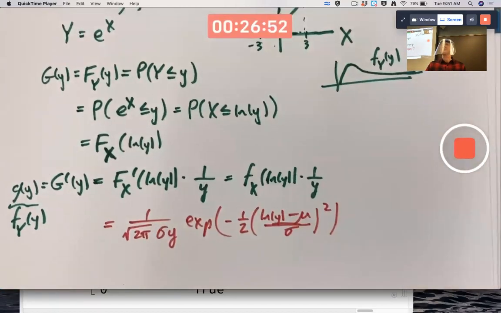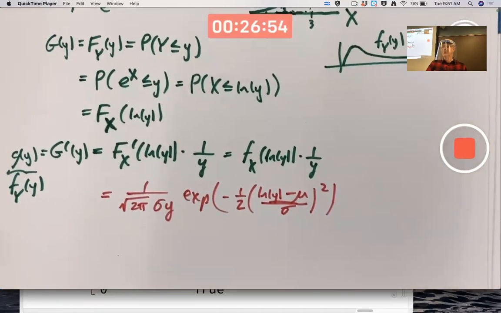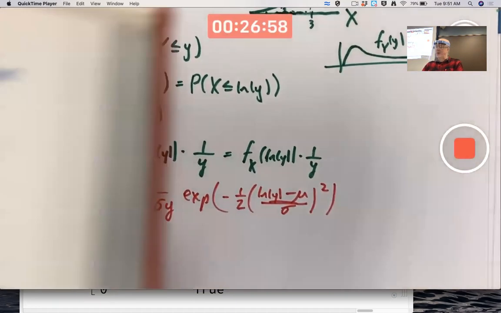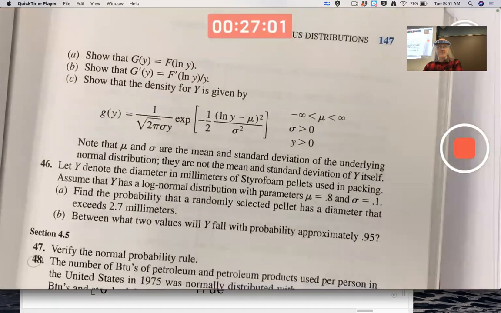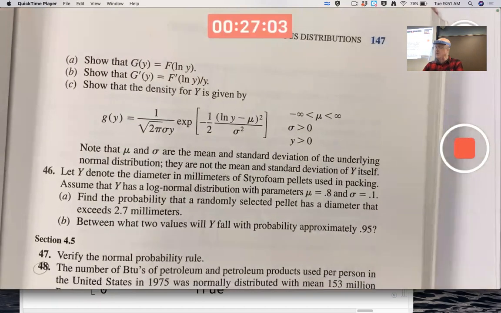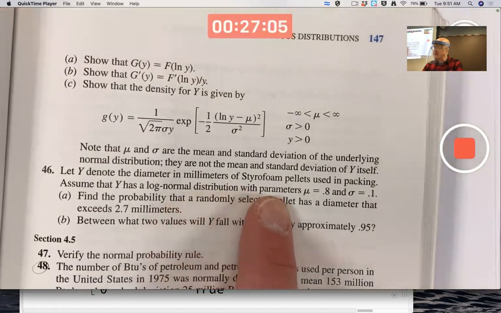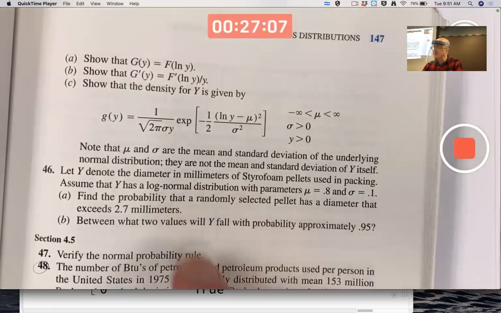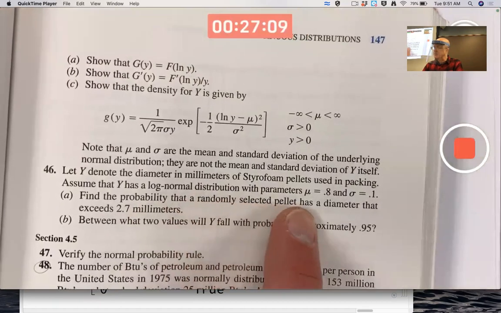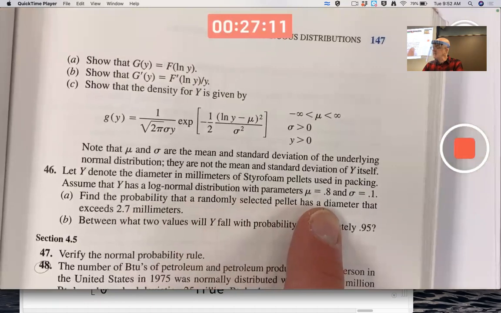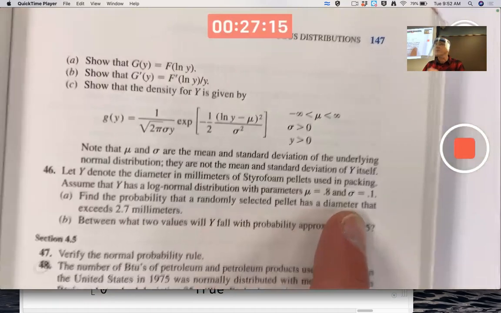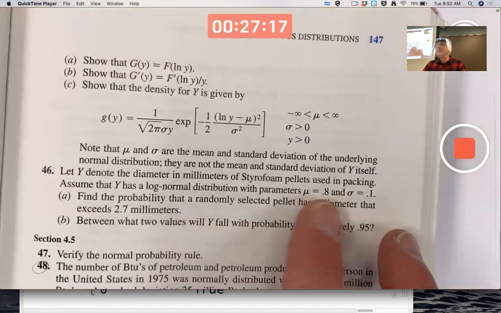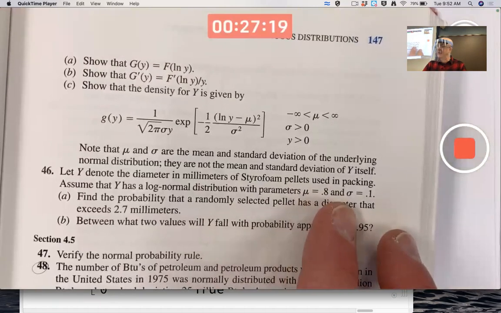How about doing number 46? Applying the log normal distribution. What is the log normal distribution good for? Evidently, it's good for situations like this, perhaps. Y is the diameter in millimeters of styrofoam pellets used in packing. Assume Y has a log normal distribution with those parameters. That doesn't mean the mean diameter is 0.8 and the standard deviation diameter is 0.1.